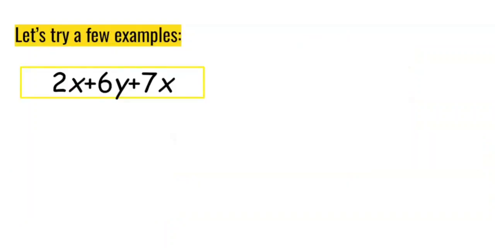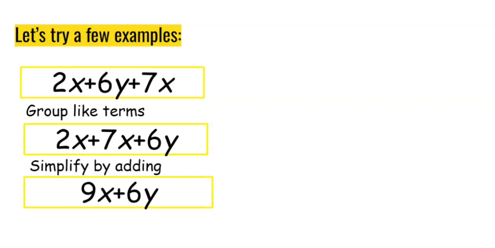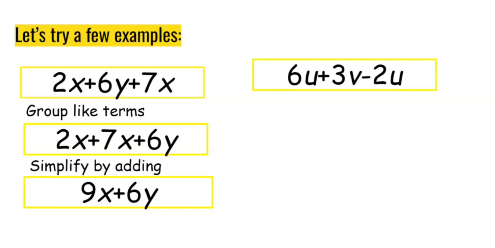All right, let's look at some more examples. Let's try 2x plus 6y plus 7x. What is the first thing that we will do? Yes, we are going to group our like terms. So we end up with 2x plus 7x plus 6y. Simplify by adding. 2x plus 7x would be 9x plus 6y. Of course, these answers can be further simplified, and we will look at that in our next video.